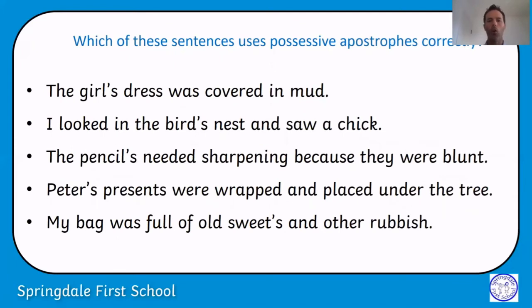So let's have a look. Your work today is to find out which of these sentences uses a possessive apostrophe correctly. I'll read it and then I'll get you to pause the video. The girl's dress was covered in mud. I looked in the bird's nest and saw a chick. The pencil's needed sharpening because they were blunt. Peter's presents were wrapped and placed under the tree. My bag was full of old sweet's and other rubbish. Yeah, that sounds like my bag. Okay, pause the video here and work out which of these sentences uses a possessive apostrophe correctly. Okay, go.